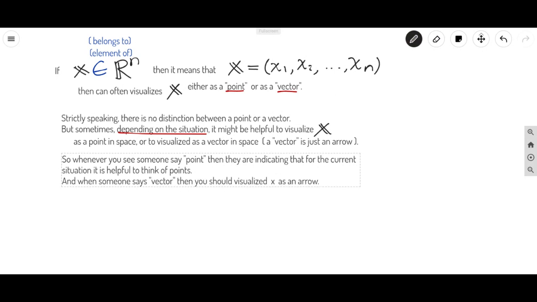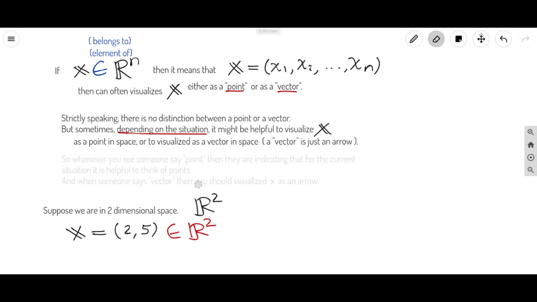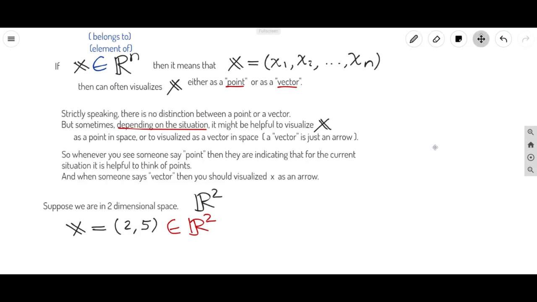And when someone says vector, then you should visualize X as an arrow. So for instance, to indicate what I'm saying more specifically, suppose we are in two-dimensional space. Okay? We are in two-dimensional space, and this is R2. And let's suppose the vector, or the point, has coordinates 2, 5, okay? And just to continue with the notation, this is clearly an element of R2. That's just one example of something inside R2. R2 consists of all such pairs. That's just an example of one such pair that is in there.